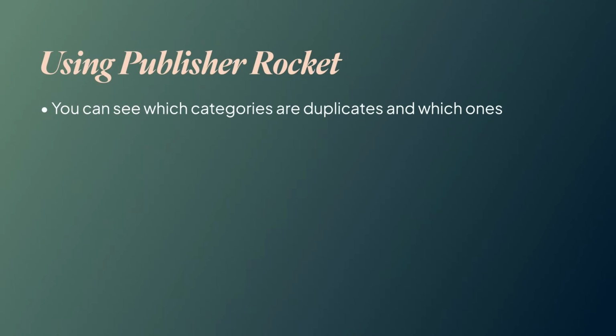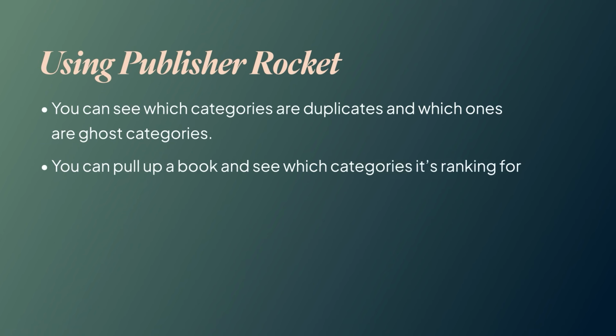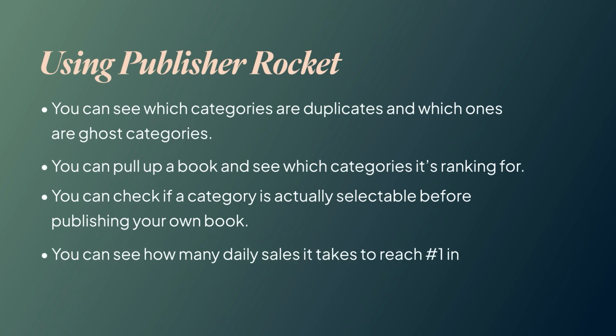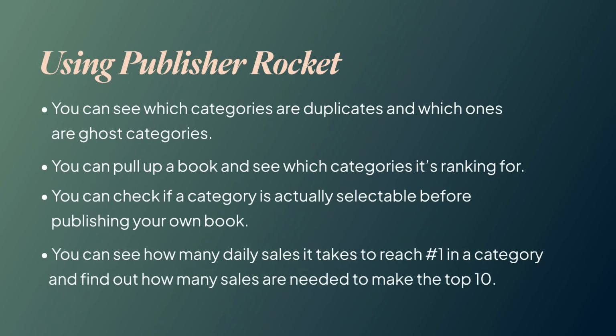That's where a paid tool like Publisher Rocket comes in really handy. When you're doing category research on Publisher Rocket, it's going to clearly show you which categories are duplicates and which categories are ghost categories. When I pull up a book's categories, I can see which categories the book is ranking for, and Publisher Rocket will let me know if the category is actually selectable when it comes time to publish my own book. Not only that, but Publisher Rocket will show how many sales I need to make in a day to get to #1 in that category, as well as the sales I need to make in a day in order to make the top 10.